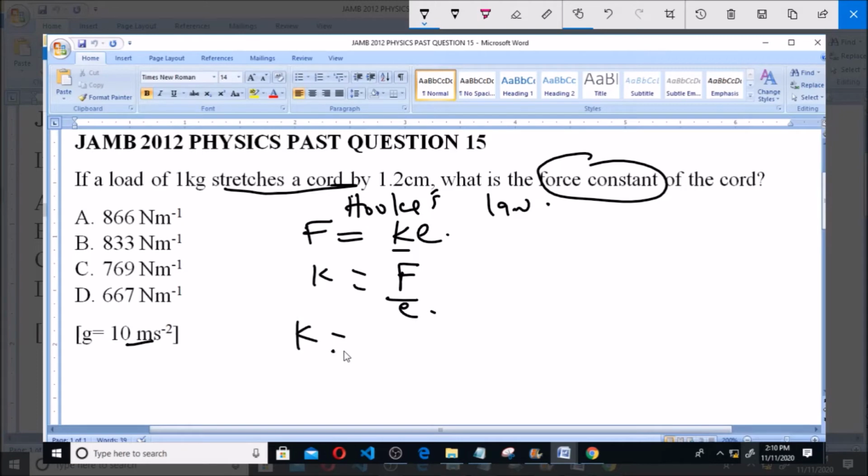Now, the force will be equal to the mass times acceleration due to gravity. So K is equal to mg over E, which is the extension. So m, mass, is equal to 1, multiplied by the acceleration due to gravity, which is 10 meters per second squared, over extension. Now the extension is given to us in centimeters, so to convert to meters we'll divide it by 100. So 1.2 divided by 100.